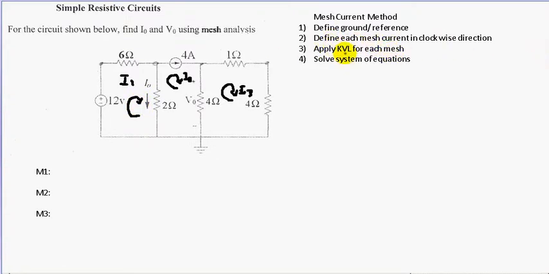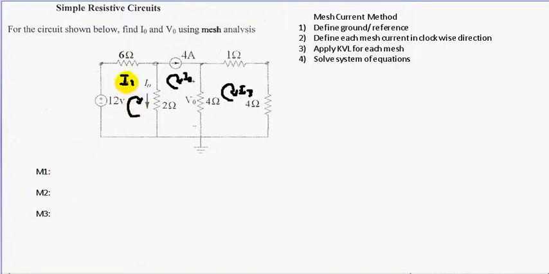And now we apply Kirchhoff's voltage law for each mesh. So our equations will be adding up voltages. Essentially, when we're using mesh current, we'll be adding up voltages. With node voltage analysis, we were adding up currents.